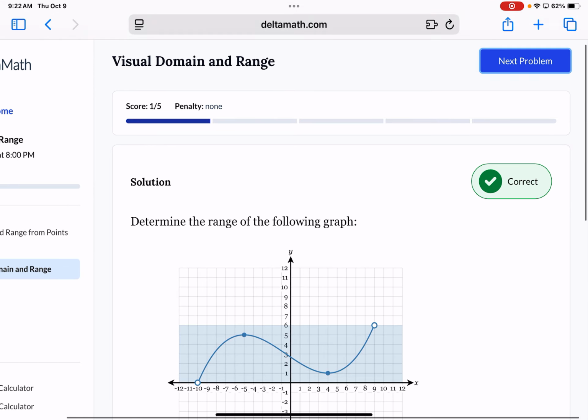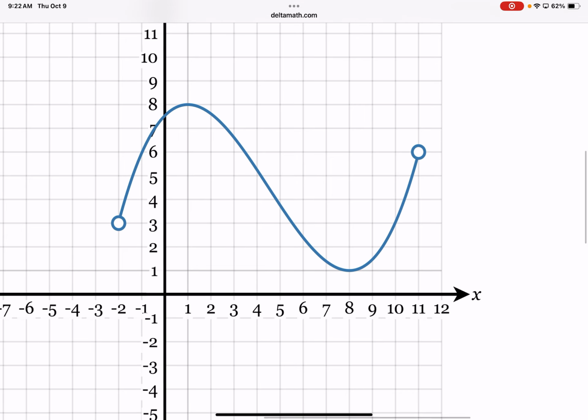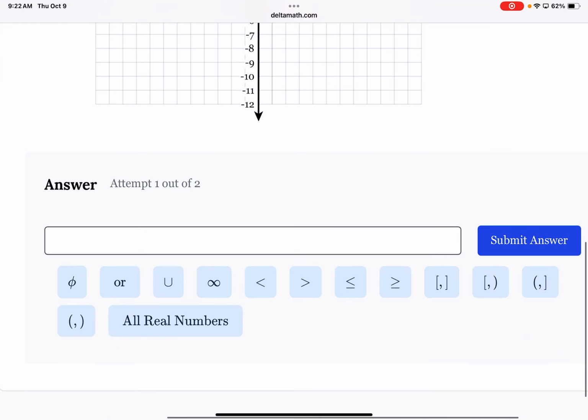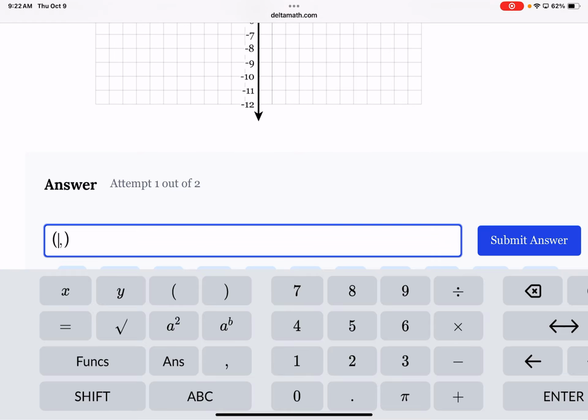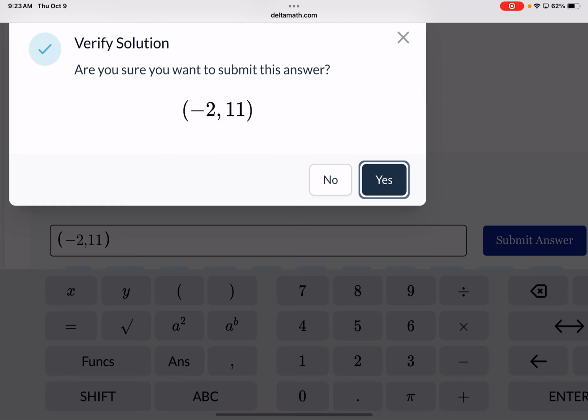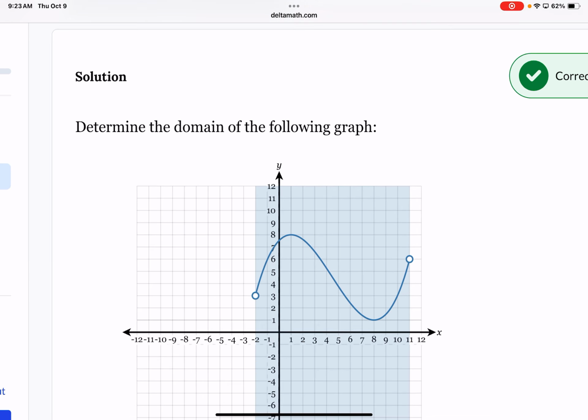Okay? Maybe the next one will give us a domain one. It will. So domain goes left to right. What is the leftmost point of this graph? -2. What is the rightmost point? 11. And they both have open circles. So we're going to do parentheses, -2 to 11. And that is all we are doing for this Delta Math.